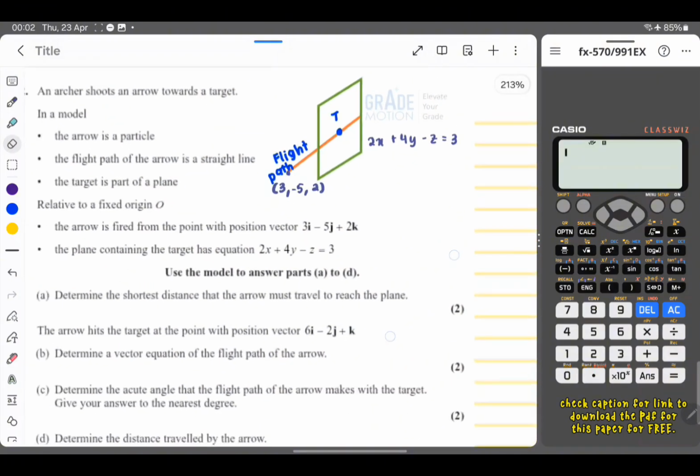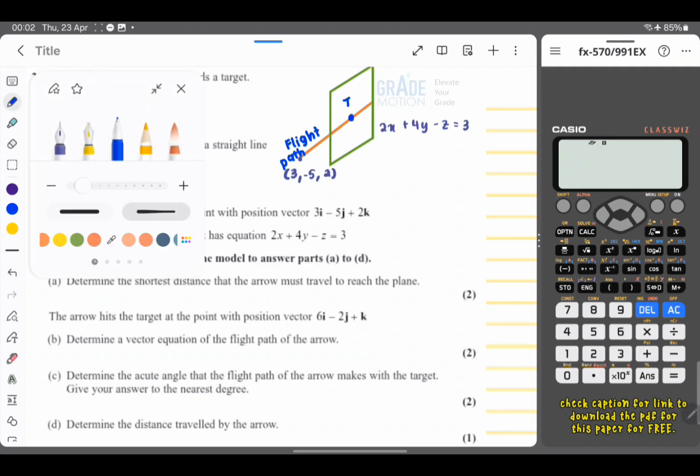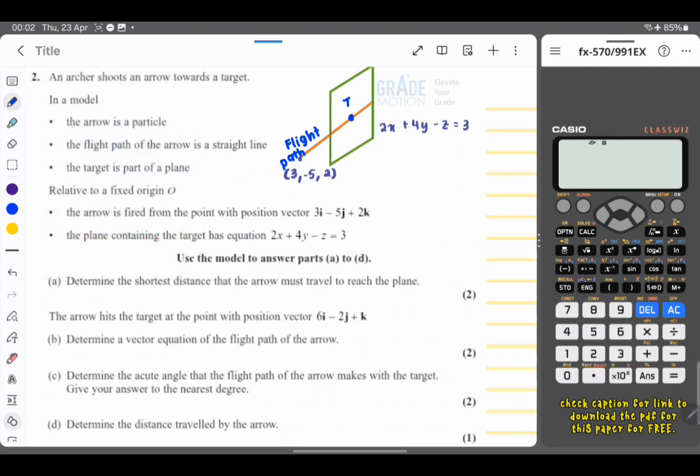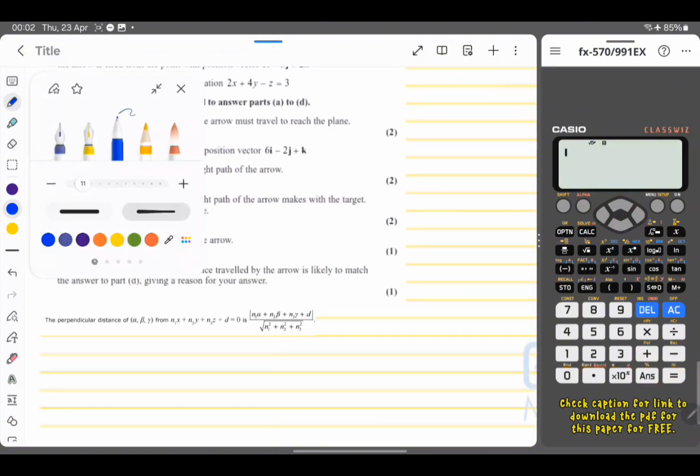The question, okay, A. Determine the shortest distance that the arrow must travel to reach the plane. So shortest distance will always mean it's perpendicular. So from here to the plane, it will be 90 degrees. So this is your shortest distance D.